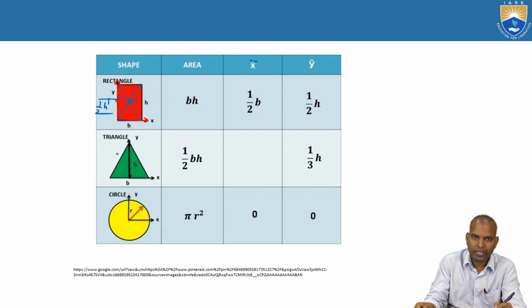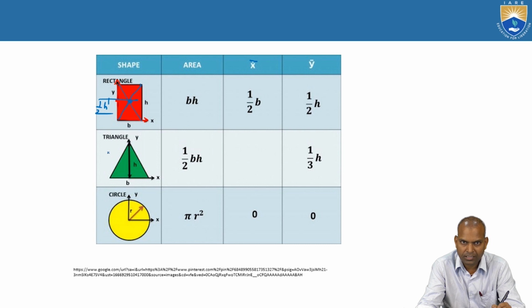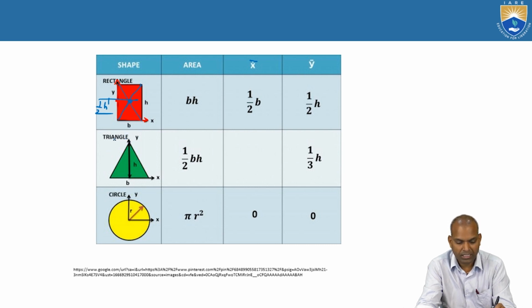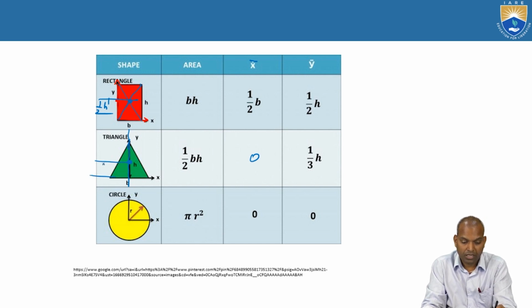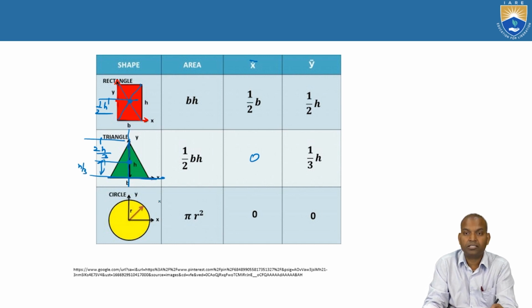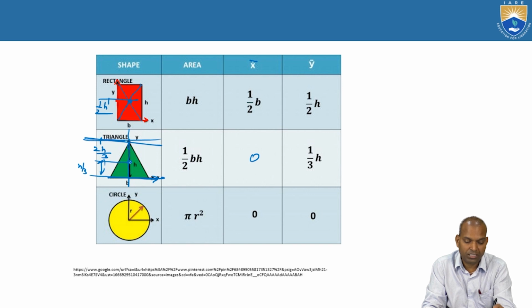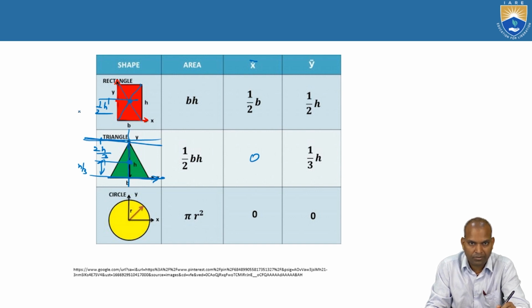In the case of a triangle, the reference axis is passing through the centroid. So what about the horizontal distance? Bar X equals 0. What about bar Y? Bar Y is H by 3 from the base. From the apex, it becomes H minus H by 3, that is 2H by 3. Why did we consider H by 3 from the base? Because the reference x-axis is at the base. If the reference axis is at the top, the centroid distance is 2H by 3. Like that, we have to calculate to find the centroid of the figures.